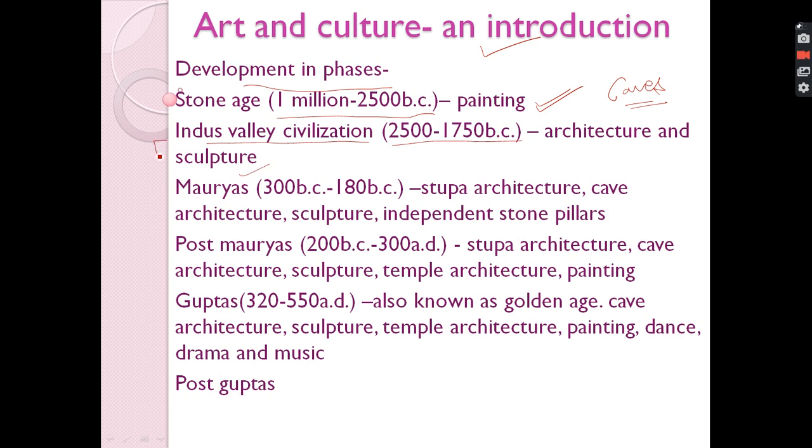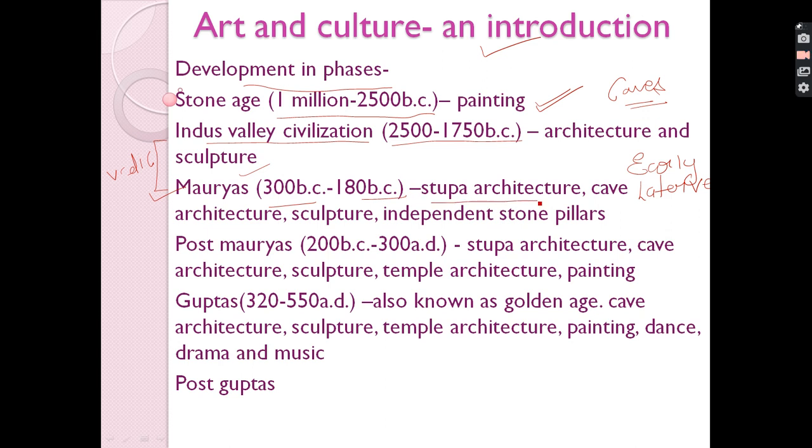Okay, in between comes the Vedic age, right? Early Vedic and later Vedic. But we don't read much about it because in that period there was not much development of art and culture. So directly we come to the Mauryas. Timeline 300 BC to 180 BC.